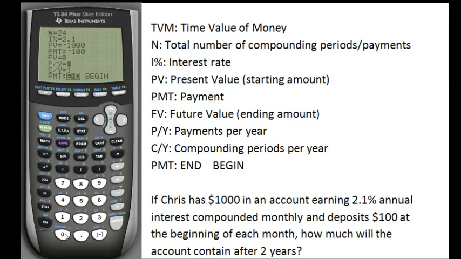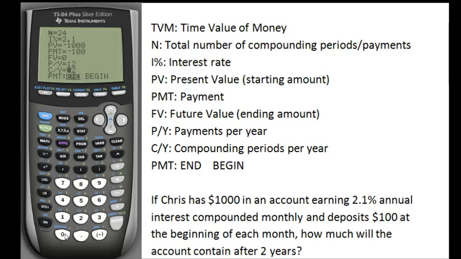P/Y and C/Y, that's payments per year and compounding periods per year, and those will both be the same for this class. So for the payments per year, he's making monthly payments, so that will be 12, and his account earns 2.1% annual interest compounded monthly, so that's 12 as well. If his payments were quarterly, that would be 4. If they were semi-annual, that would be twice per year. If it was weekly, that would be 52 times per year, and so forth and so on.